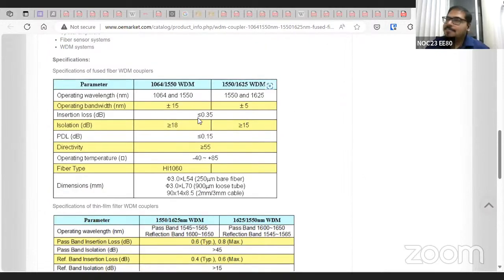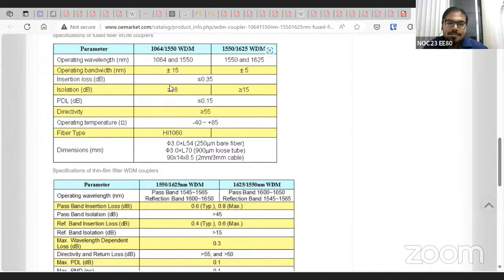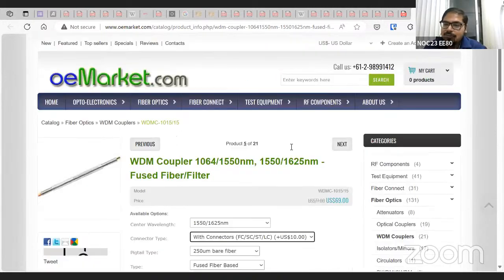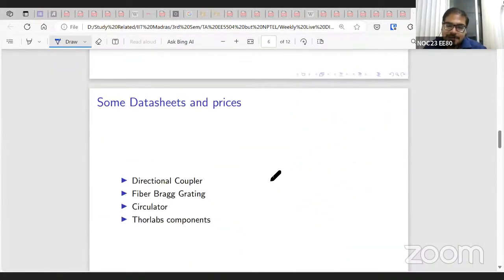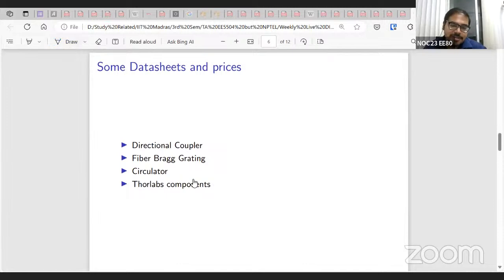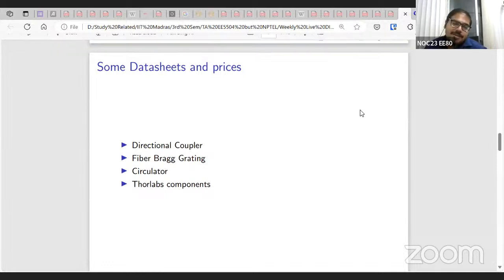If you want to look at some performance parameters, they are boasting that insertion loss is low, only 0.35 dB. Isolation means the unwanted signal doesn't go to the other port. So if you want, you can look at oemarket.com. You can check. And other reputable companies like Thorlab sell components. Then there is one German website called Hapit.